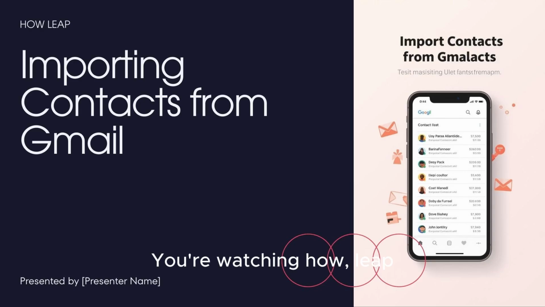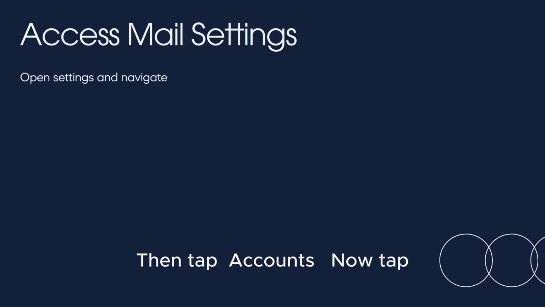You're watching how Leap lets you import contacts from Gmail to your iPhone. First, open the Settings app on your iPhone, scroll down and tap Mail, then tap Accounts.